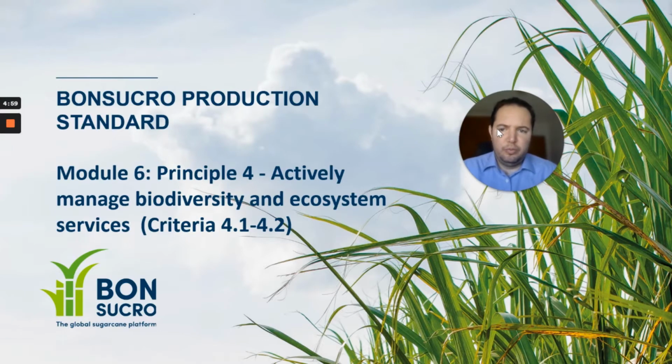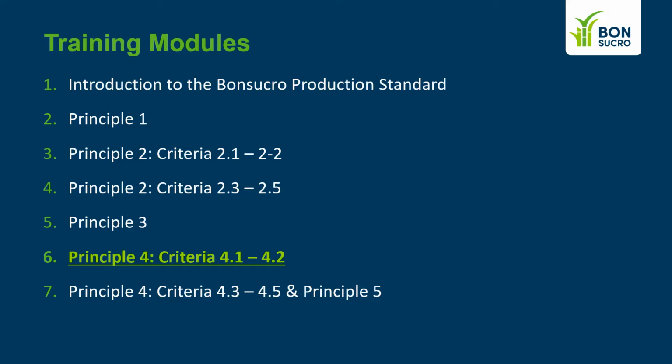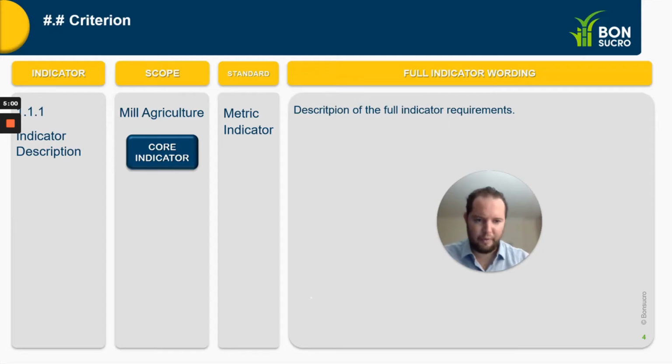Welcome to Bonsucro Production Standard Training, Module 6, Principle 4, Actively Manage Biodiversity and Ecosystem Services, Criteria 4.1 and 4.2. This is the sixth module of 7 modules, 1 for introduction and 7 for the Bonsucro Production Standard. Now we will see the structure of the training material.